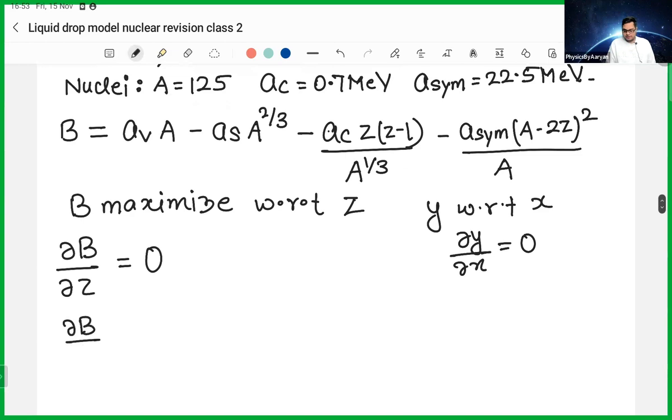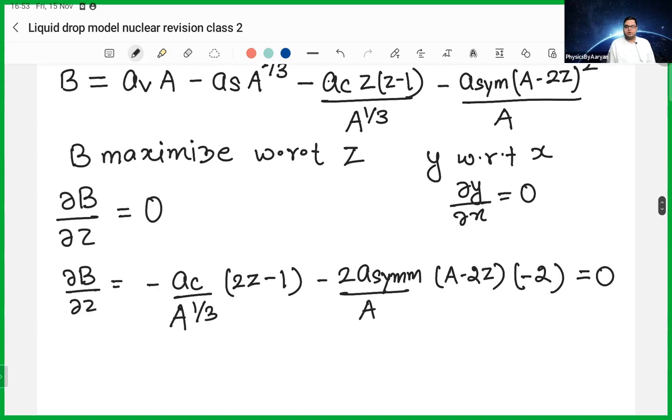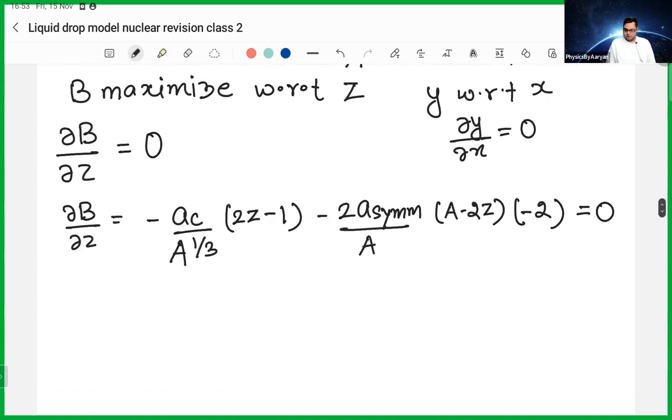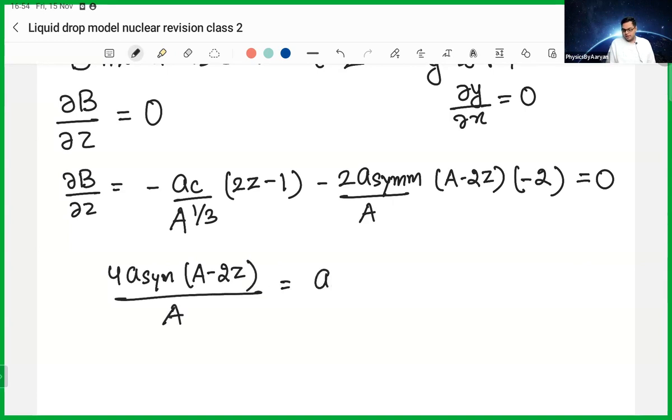So let's differentiate. So dB/dZ, if I find out, the first term does not contain any Z, so it is 0. The second term does not contain any Z, so it is 0. The third term does contain a Z. So it will be Z squared minus Z, which will be 2Z minus 1. Differentiation of this. The fourth term also contains Z, so minus 2 comes in front. Asymmetry is there. And then you have A, right? And then you can write A minus 2Z. And then using the chain rule, you have to do the differentiation of this also. So you will get minus 2. Okay. So this will be equal to 0. I hope everyone understands the differentiation. That's all. And then you can take this term on the other side. Okay. So if you do that, the negative and negative will cancel. So you get 4 into the asymmetry term into (A minus 2Z) by A is equal to a_Coulomb (2Z minus 1) by A to the 1 by 3.